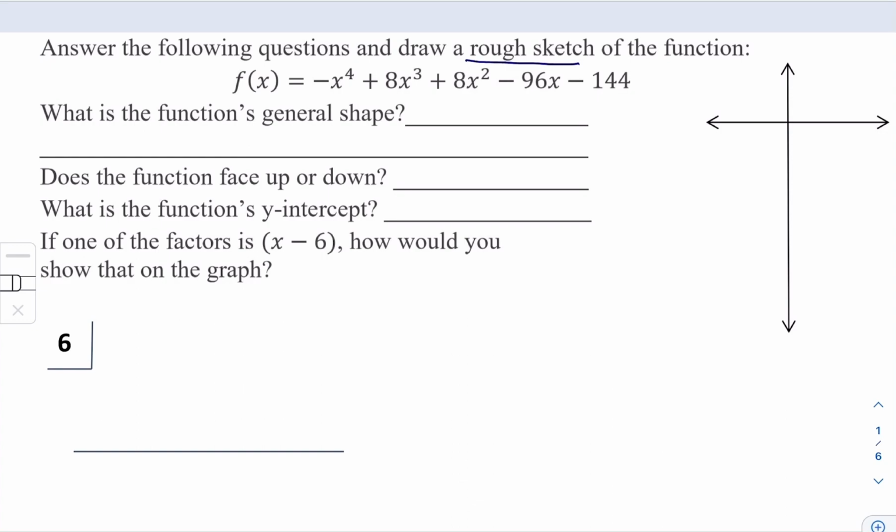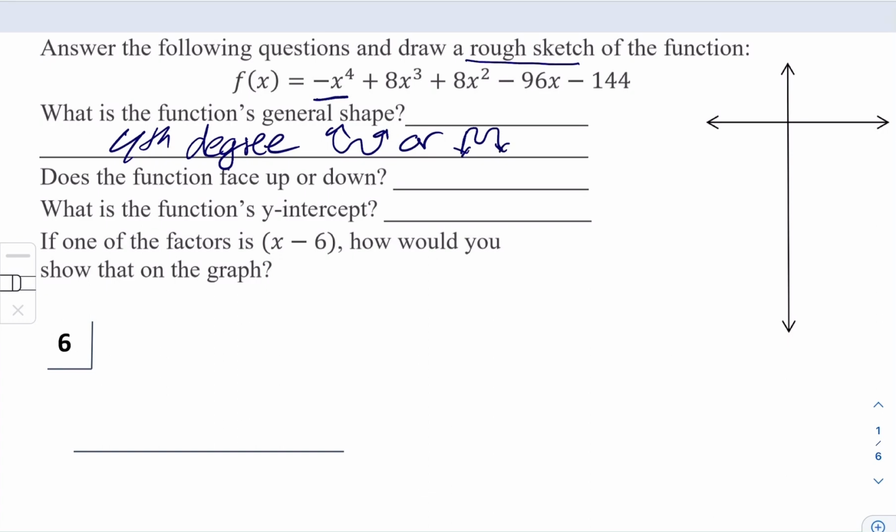What's the function's general shape? First of all, we can get a lot of information just from looking at the leading coefficient. Notice that this function is written in descending order. It is in standard form where the leading coefficient is the highest degree, so that makes it a fourth degree, right? So it's going to have symmetrical end behavior. And a fourth degree with this many coefficients is going to look something like this or something like this.